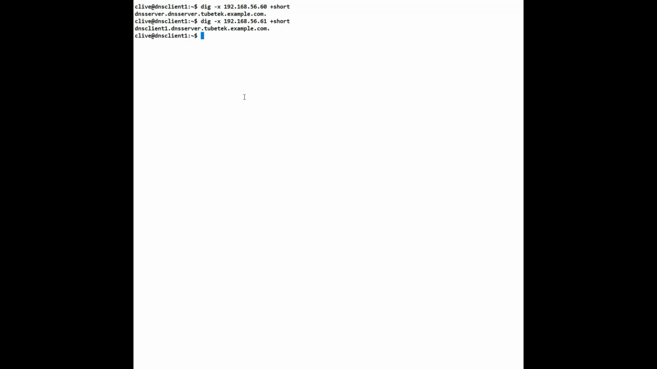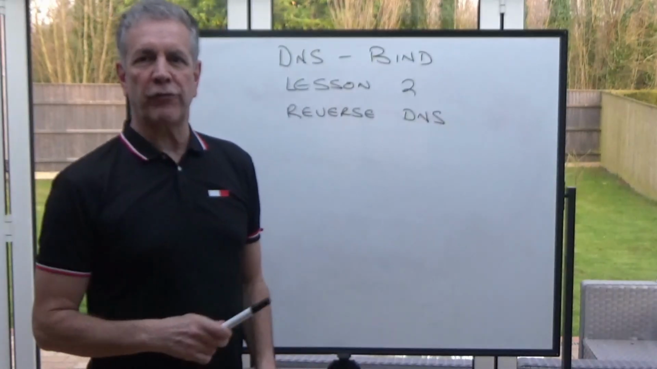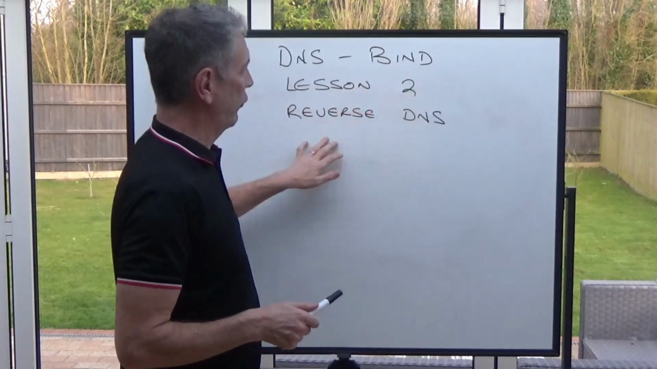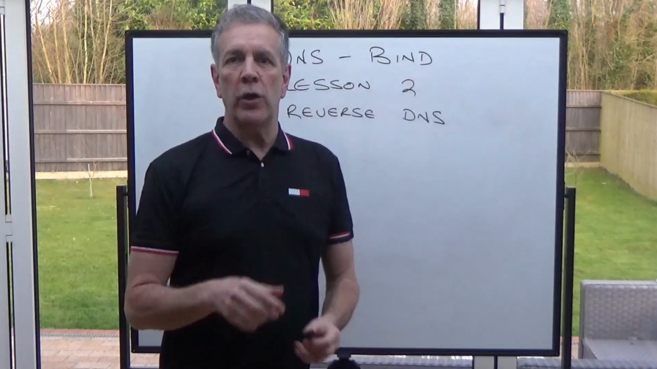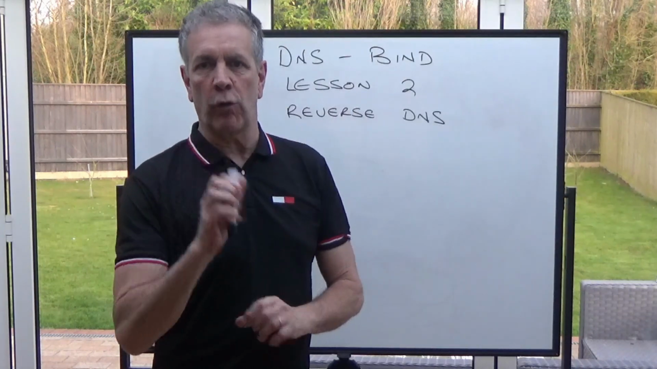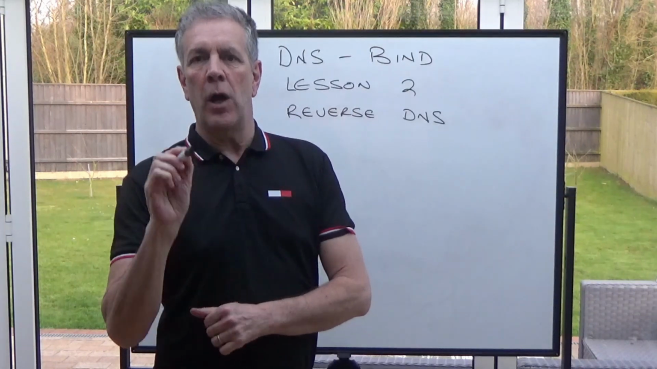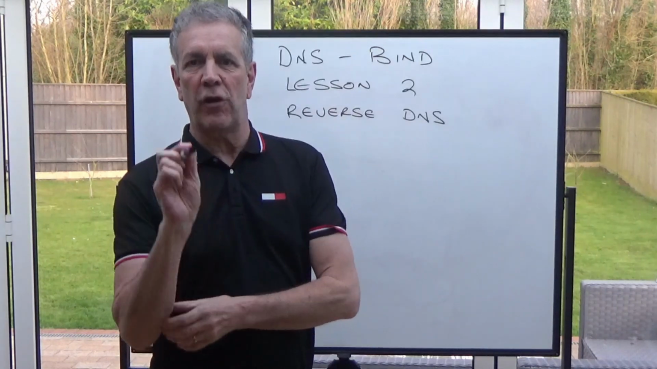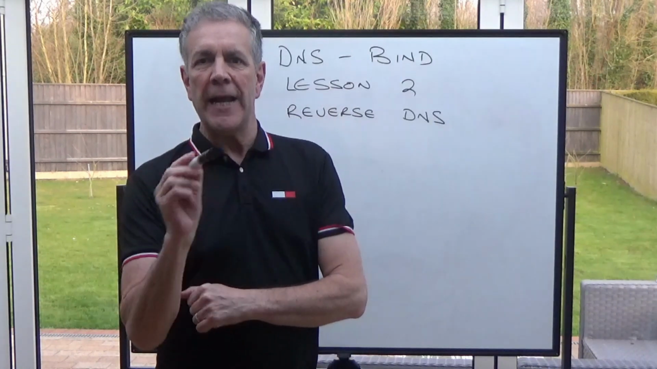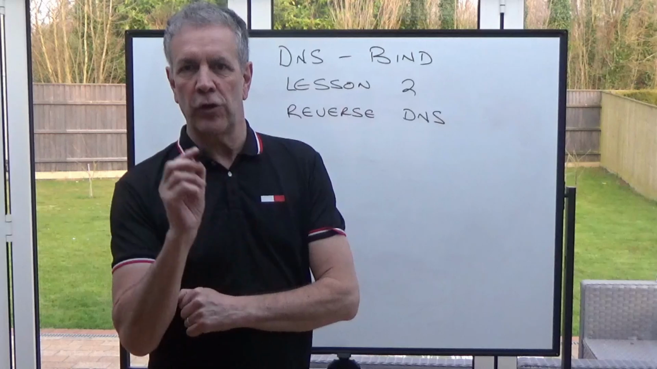What we're going to do now is go back to the whiteboard and do a quick summarization of this very short reverse DNS lesson. So to summarize lesson 2 and the reverse DNS, it was DNS Bind, lesson 2, reverse DNS. We learned how to create our reverse DNS zone within named.conf.local, how to create our master reverse DNS file, and how we can test with dig, nslookup, ping and traceroute.